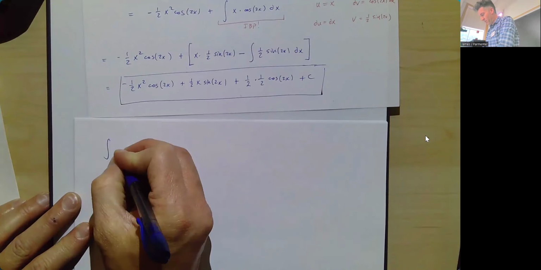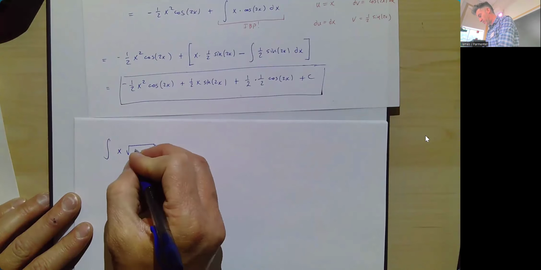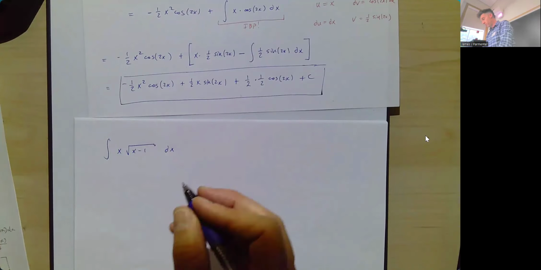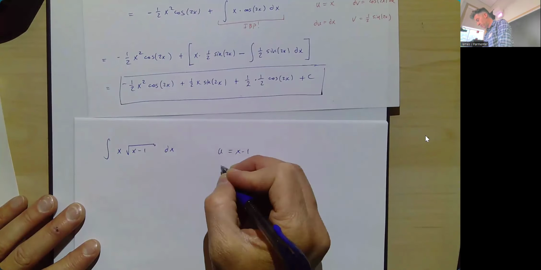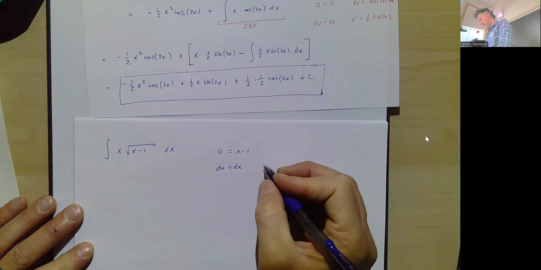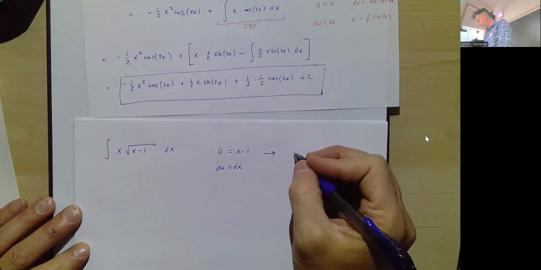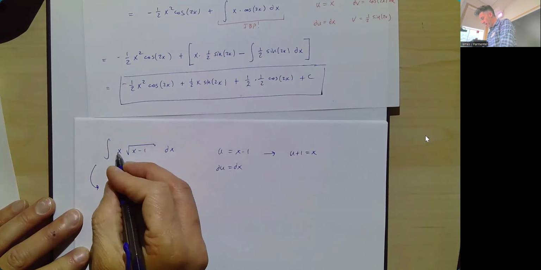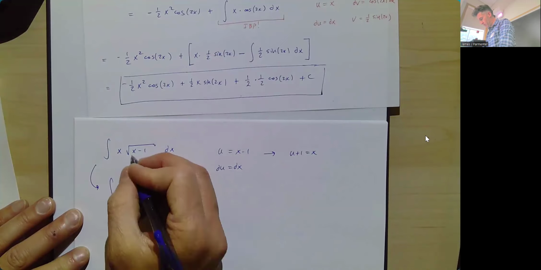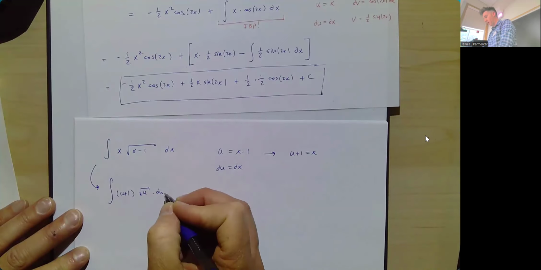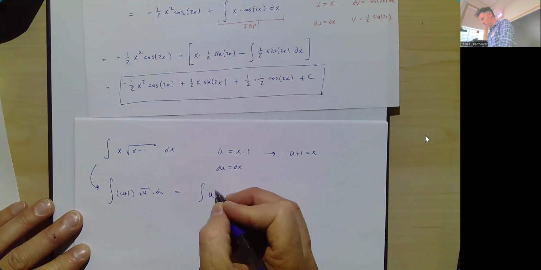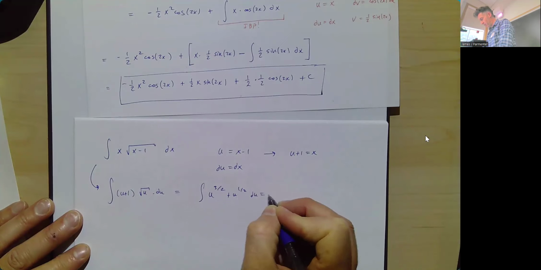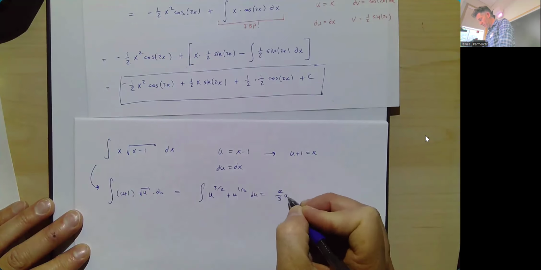It's weird though. This integral, the integral of x times the square root of x minus 1. You should do this with a u sub and a back sub. u equals x minus 1, du equals dx, and then x equals u plus 1. And rewrite this as the integral of x, which is u plus 1, times the square root of u, times du. And then distribute, and write this as the integral of u to the 3/2 plus u to the 1/2, and then do the integral. You get 2/5 u to the 5/2.